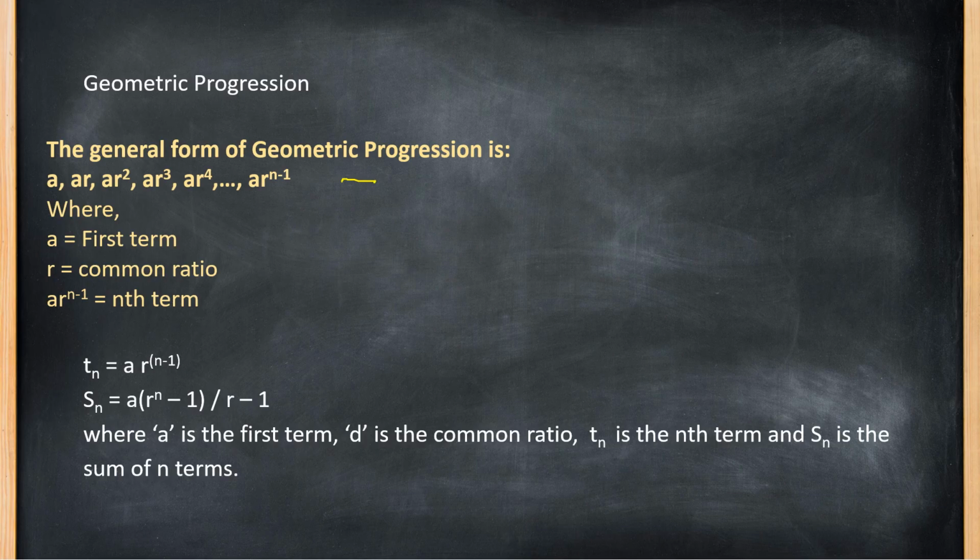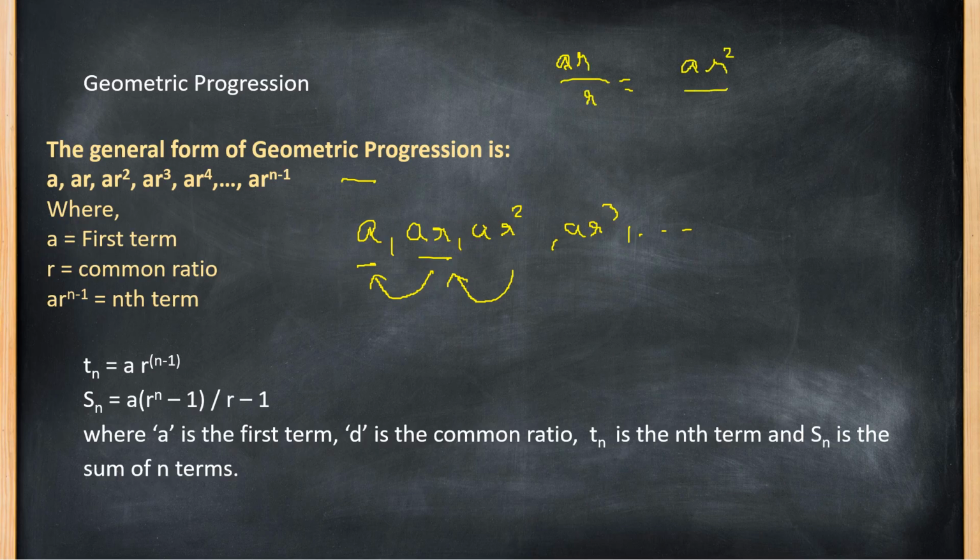The common ratio is nothing else but the ratio of consecutive terms. If I take the series A, AR, AR square, AR cube and so on, this is my second term and this is my first term. The ratio of the second term to the first term is the same as the ratio of the third term to the second term. That's the eligibility criteria to be a geometric progression. That is, AR by A should be the same as AR square by AR.